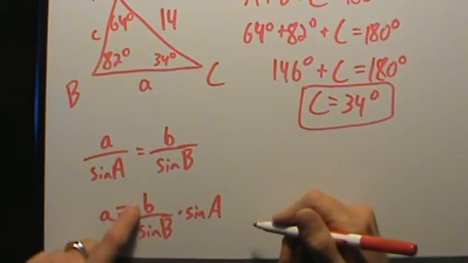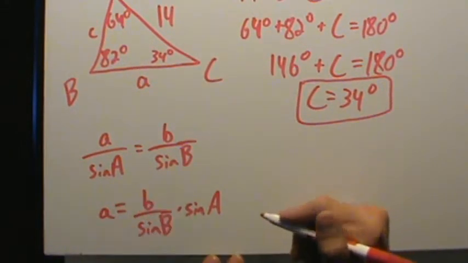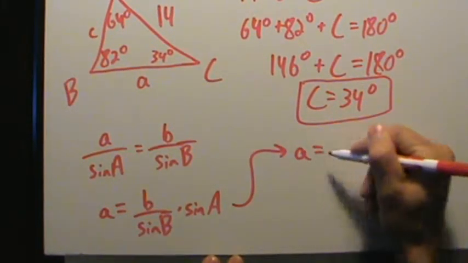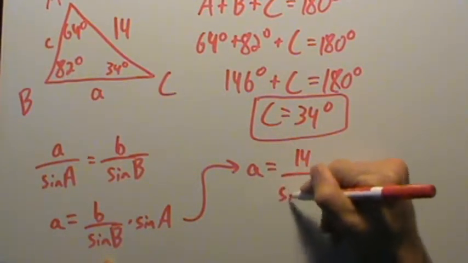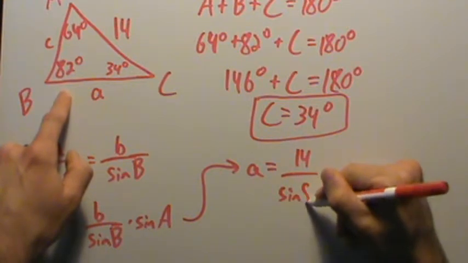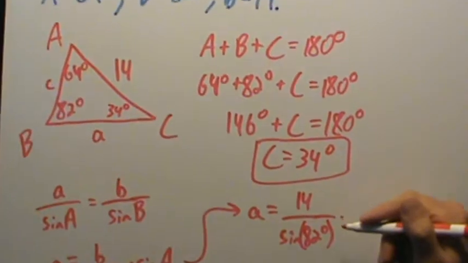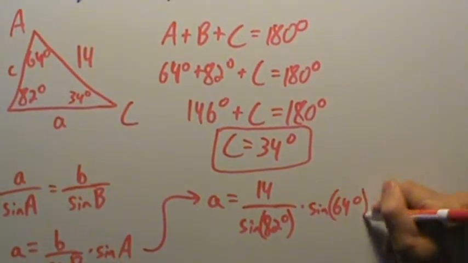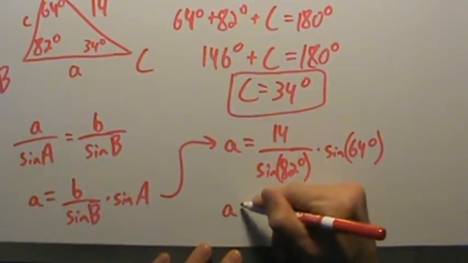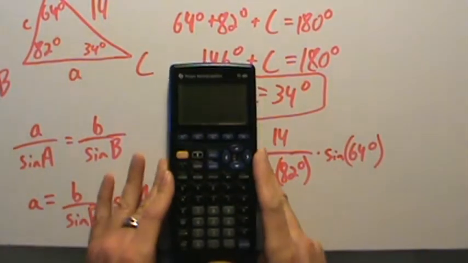Now we know little b, we know big B, we know capital A. So let's toss all that into there. A equals, little b is 14, sine of big B is 82, so this is sine of 82 degrees, and then we're multiplying by the sine of A, and capital A is 64 degrees. So now we have to toss this into our calculator and see what we get. Let's zoom in here.